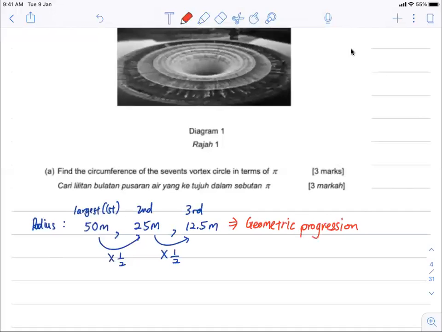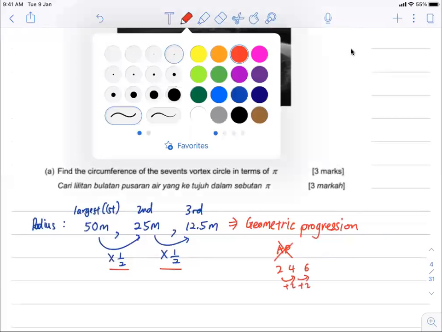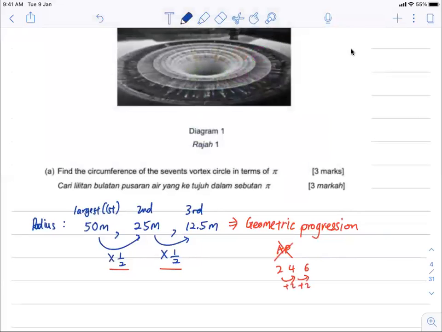It's not an arithmetic progression, because arithmetic progression normally is 2, 4, 6, like add 2, add 2. So for arithmetic progression, it's normally addition or subtraction. But for geometric progression, it's normally multiplication. So now we can start reading the question.